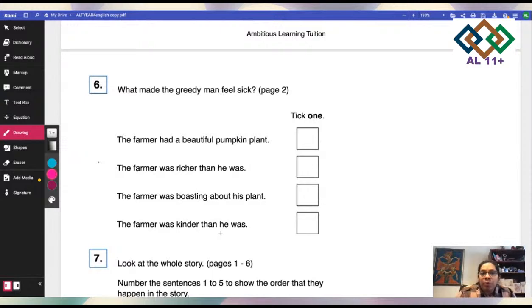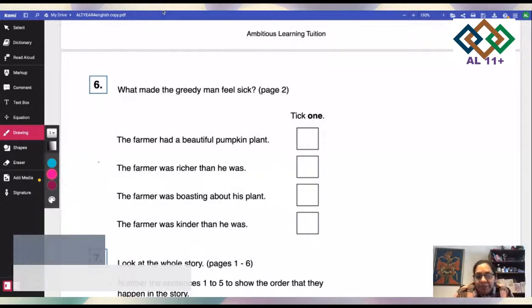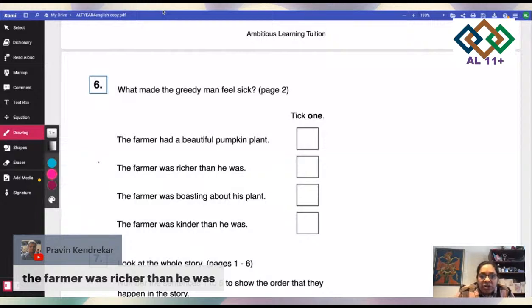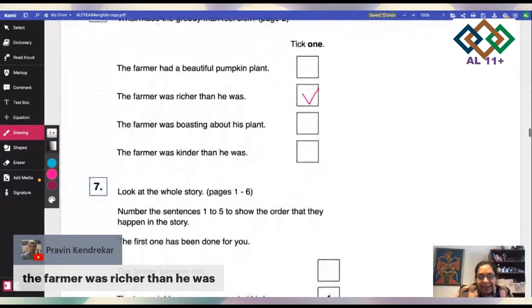Because remember, the greedy man doesn't want the farmer to get rich. So, obviously, he wants himself to be rich. And when he sees a farmer having a pumpkin which is full of gold, why would the greedy man feel sick? The farmer was richer than he was. Good. Because he would not like the farmer to be richer than him.